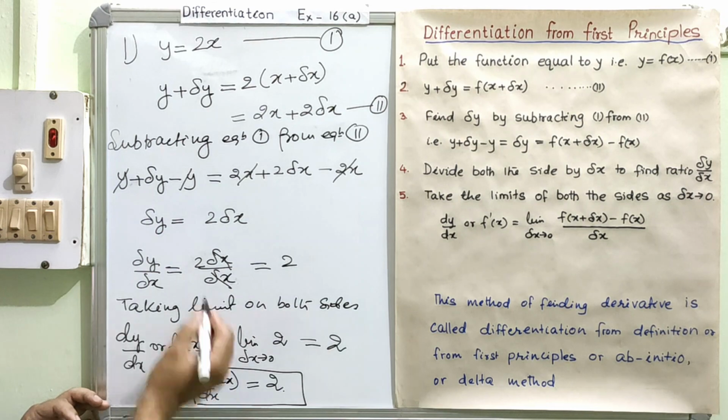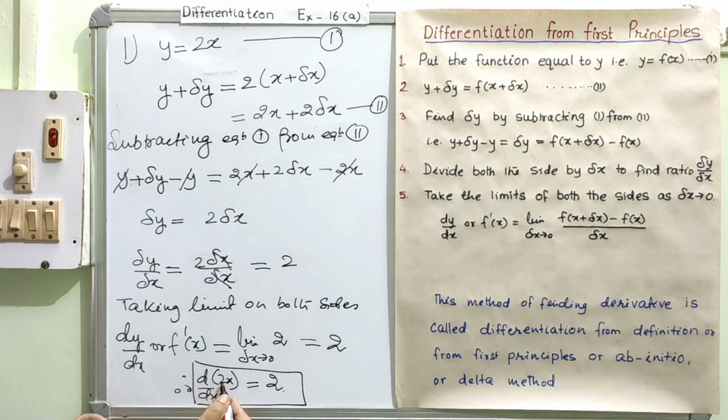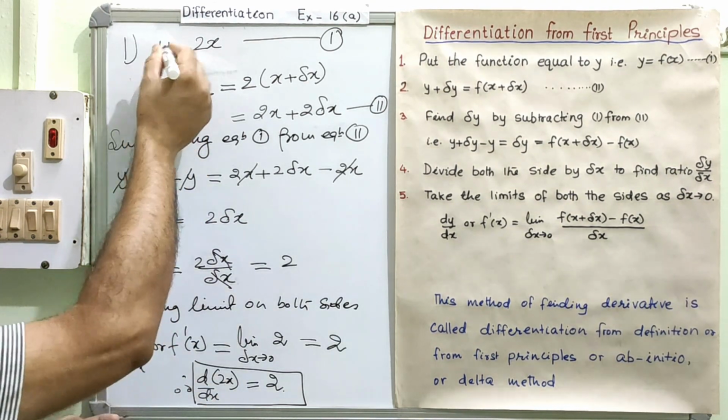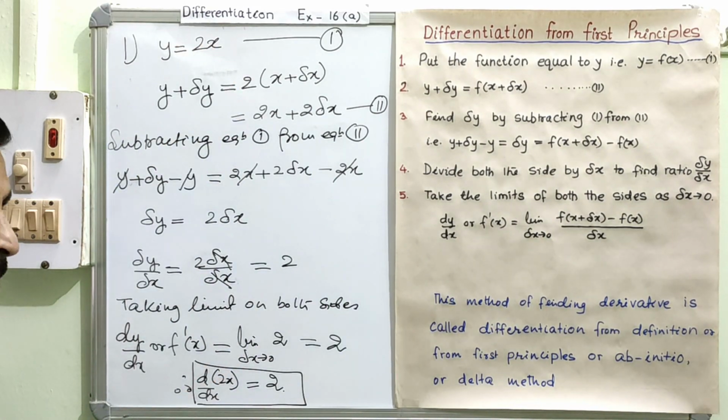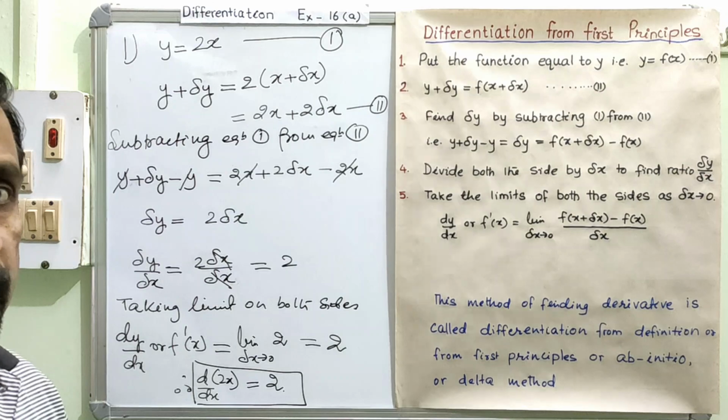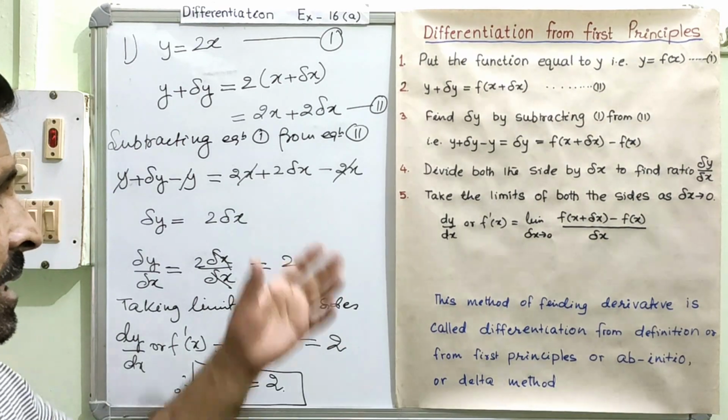In place of this 2x, you can even write y also. There is no problem. You can either write 2x or you can write y. Both are same because both are equal. Therefore, any one of these two can come here. So, I tried to explain to you all the 5 steps with this simple question.